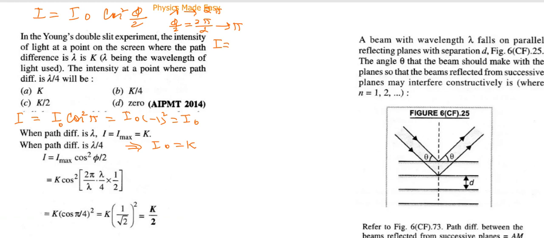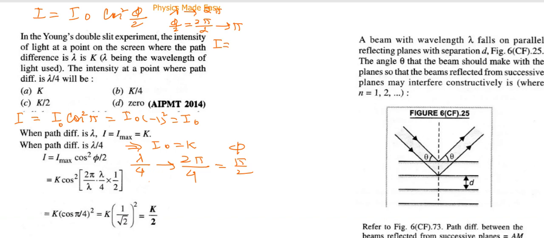Next what he says, the intensity at a point where the path difference is lambda by 4. Now again we have got path difference of lambda by 4. I want to calculate phase difference. Just replace lambda by 2 pi divided by 4. Now this comes out to be pi by 2. So this is phase difference corresponding to path difference lambda by 4.